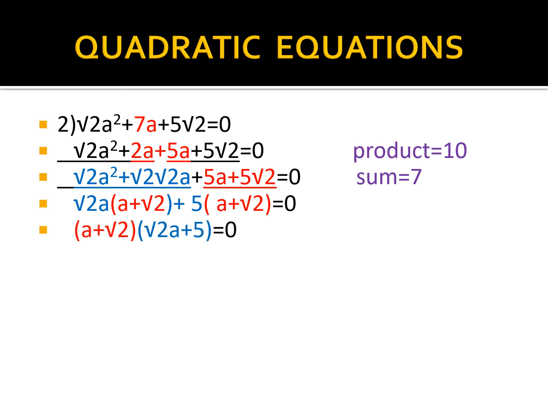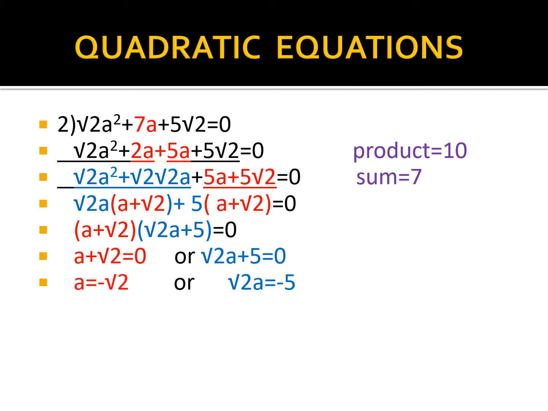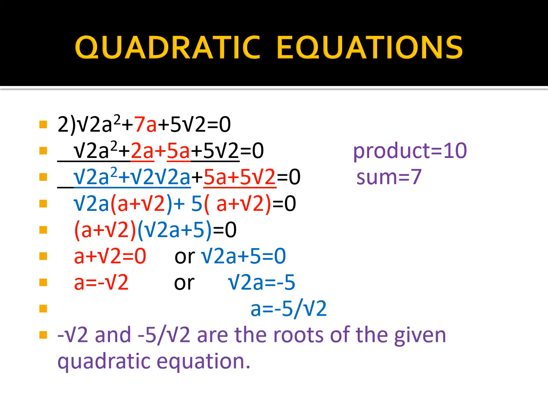So we know that either a plus root 2 is 0 or root 2a plus 5 is equal to 0. We have found the factors of the given equation. So when a plus root 2 is 0, then a is equal to minus root 2. When root 2a plus 5 is equal to 0, then root 2a is equal to minus 5 and a is equal to minus 5 upon root 2. Therefore, minus root 2 and minus 5 upon root 2 are the roots of the given equation.